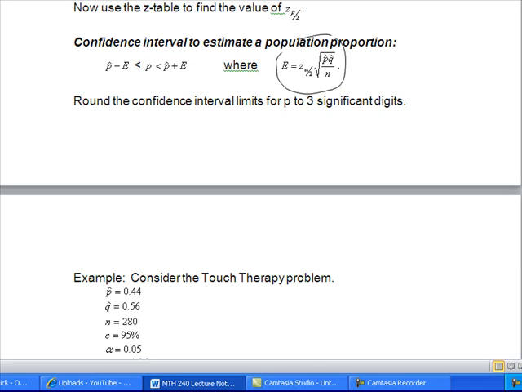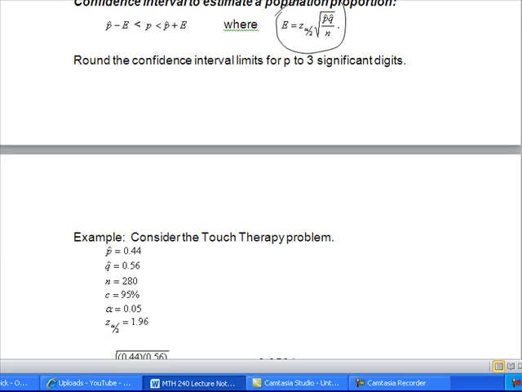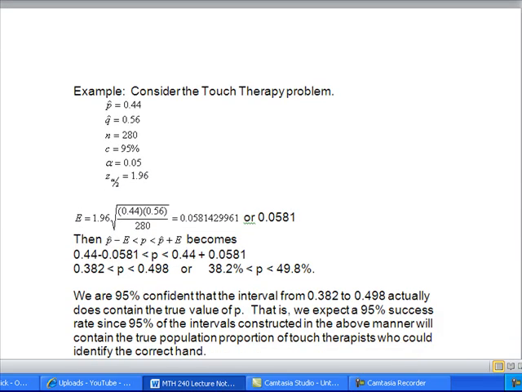Okay, in the touch therapy problem, p hat turned out to be 0.44, q hat is 0.56. Our sample size, which you didn't actually have in the problem, was 280. Confidence level of 95% means alpha is 0.05, and if we look at a quick graph, take 0.05 and divide it in half, we're going to get 0.025 in each tail.